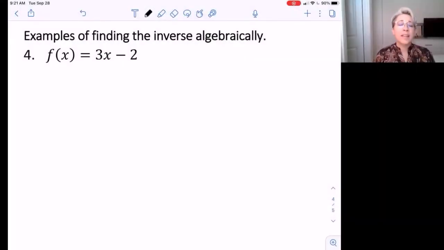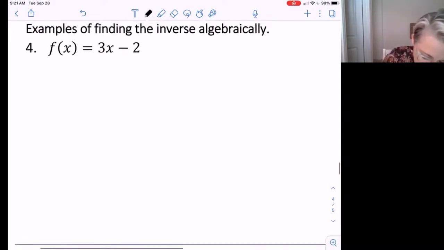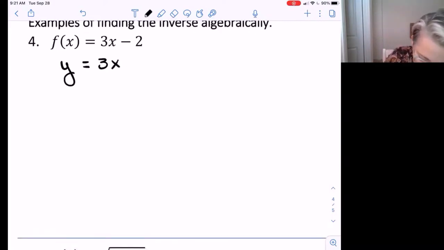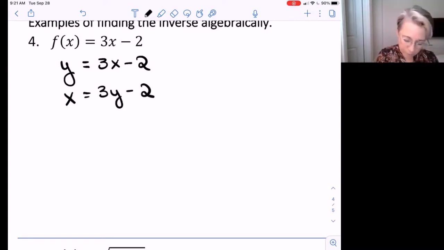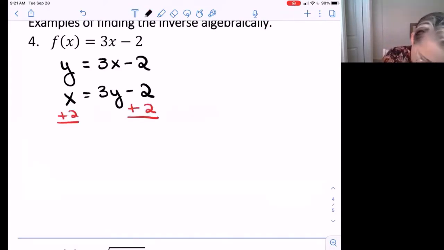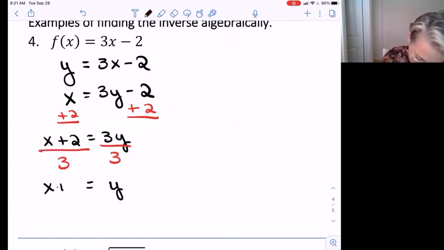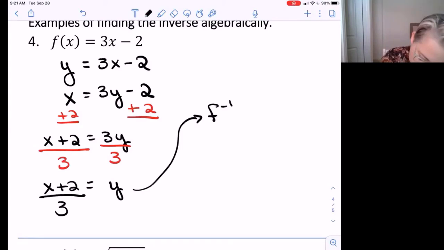So we're going to do 3 more examples of just finding the inverse function algebraically. I think it's good to have that kind of practice. So remember, the first thing we do is we change that f of x to a y value, and then we switch. We turn all the y's into x's and all the x's into y's, and then solve for y. So we add 2 to both sides. We get x plus 2 equals 3y, divide both sides by 3, and we get the inverse function of x plus 2 divided by 3.